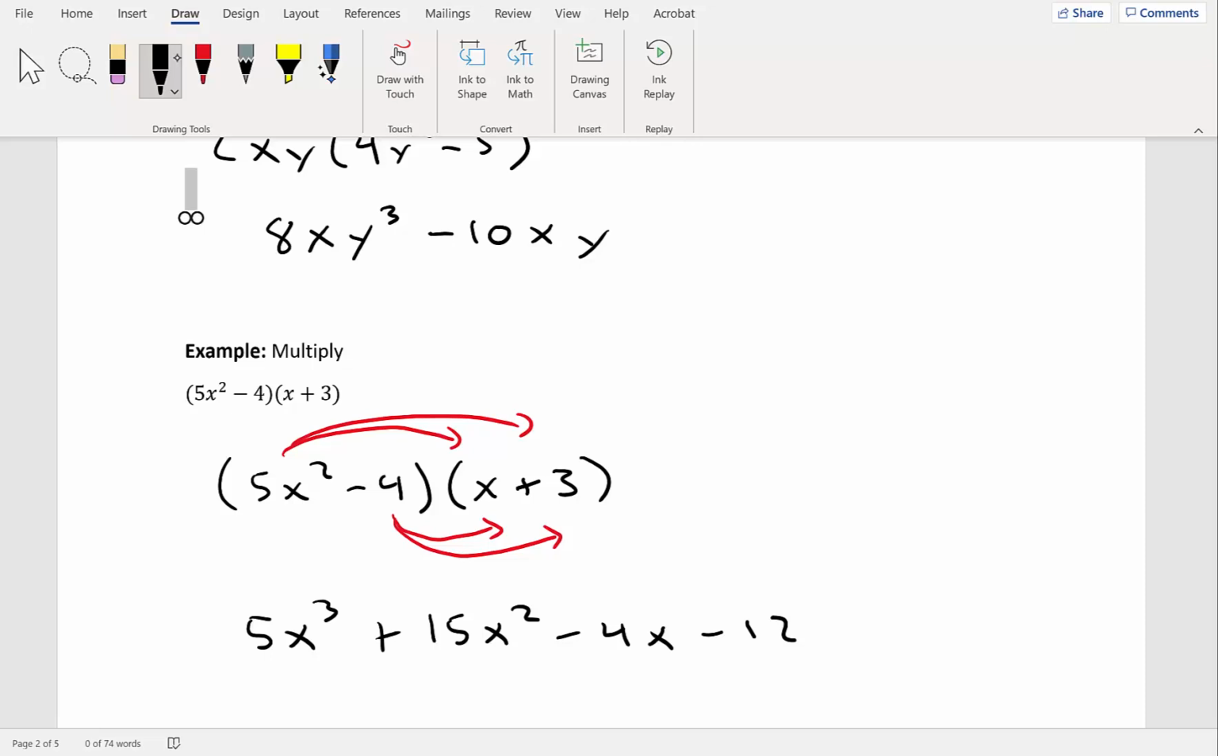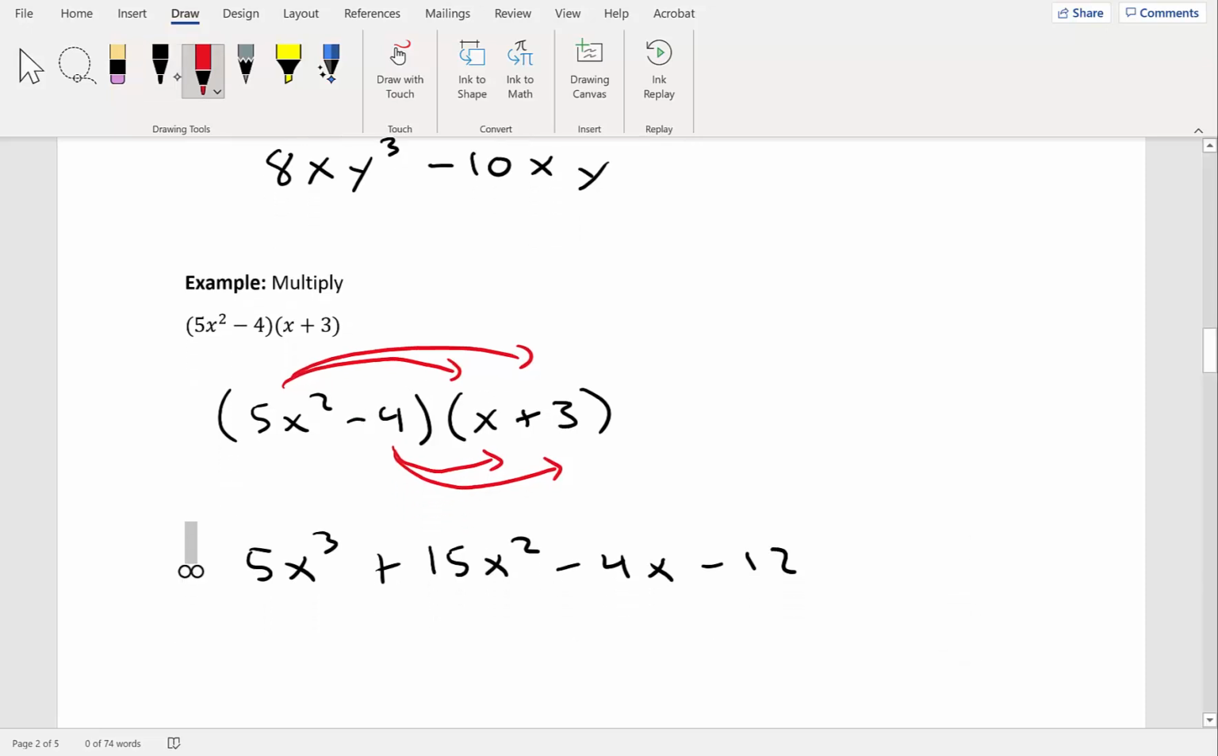Once you're finished multiplying, always check to see if you can combine like terms. If you take a look at what we ended up with after we distributed, all of these have different variable parts, so none of these are like terms. We can't combine any of these with each other, so this would be our final answer.